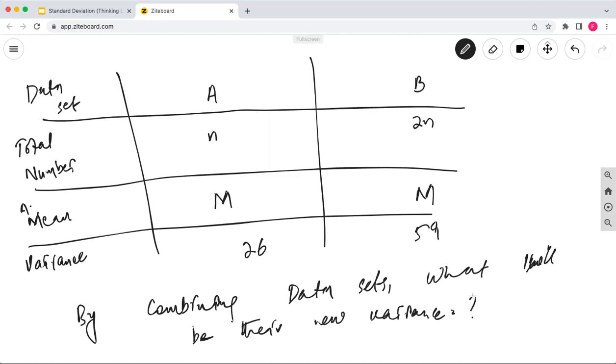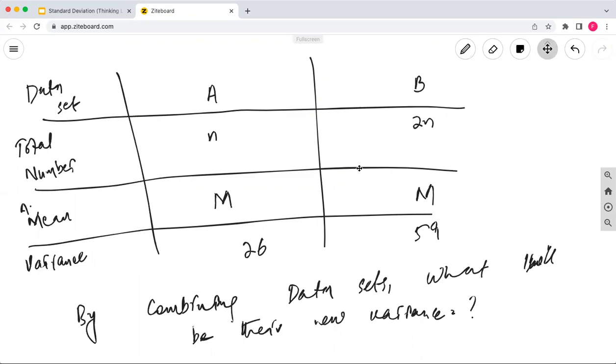Now, can anyone find this? Anyone? We are given two data sets. The total number of elements in data set B is twice the total number of elements in data set A, and the arithmetic mean is the same in both scenarios, but the variance in the first data set A is 26 and data set B is 59. And the question is, if we combine both data sets A and B, what will be the new variance?